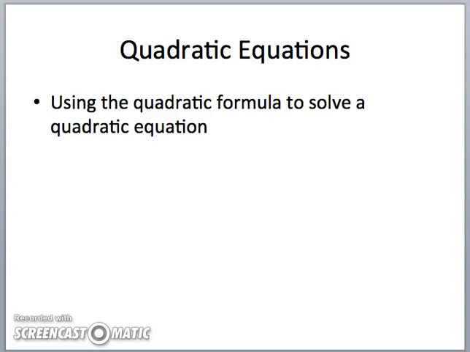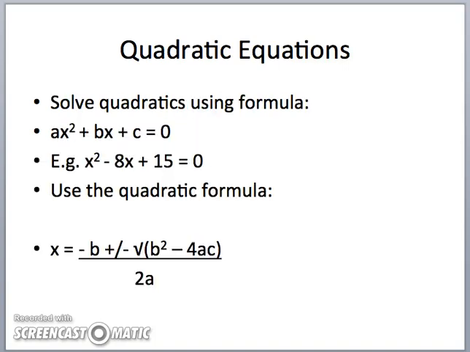Okay, now we're going to look at solving quadratic equations using the quadratic formula. This is a given expression that you have to learn for the exam. There's no getting out of it. And we'll look at that formula in a minute and see what we can do with it.